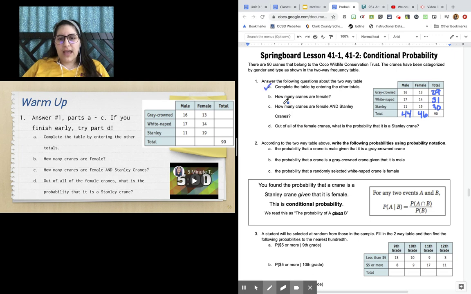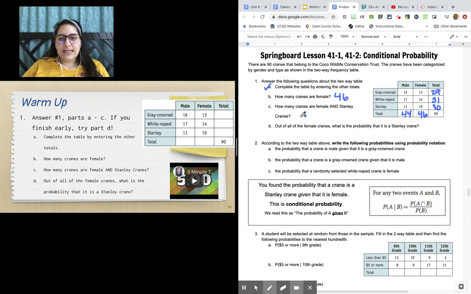We did part A, which was to enter the totals. This next question asks, how many cranes are female? I need to go to the female column and go all the way down to the bottom. The total there is 46. There are 46 female cranes.